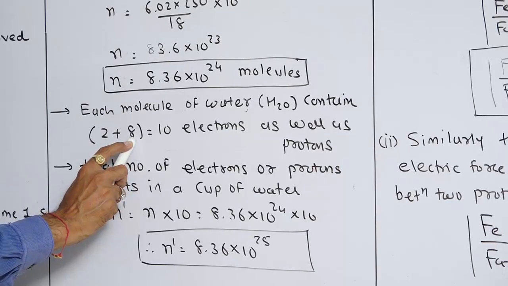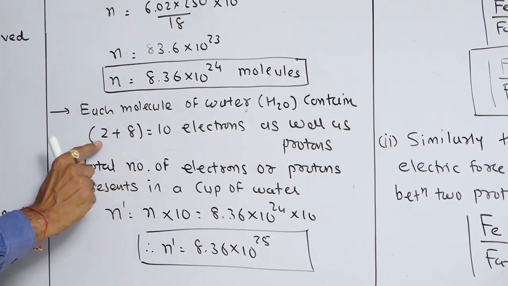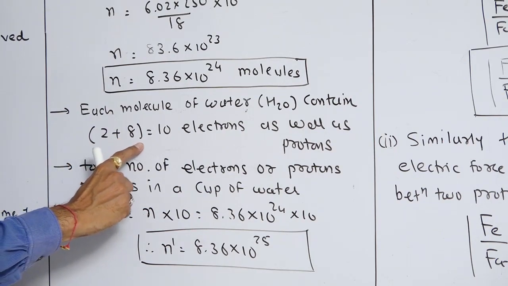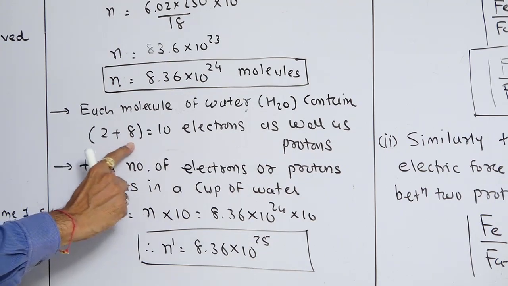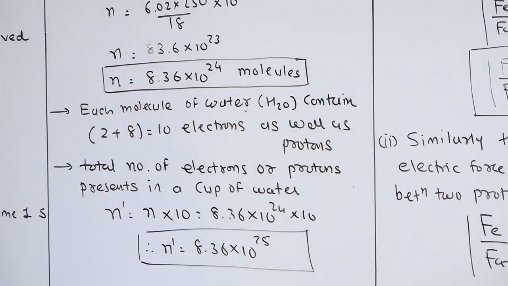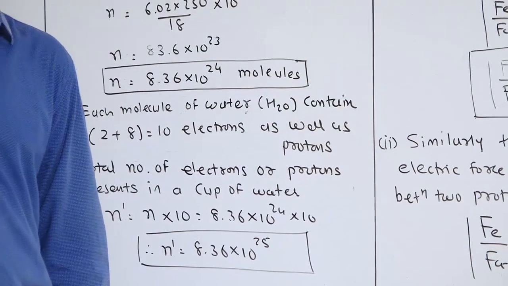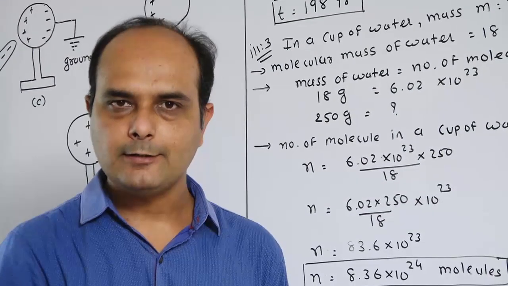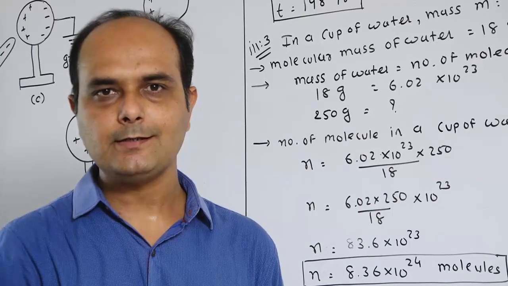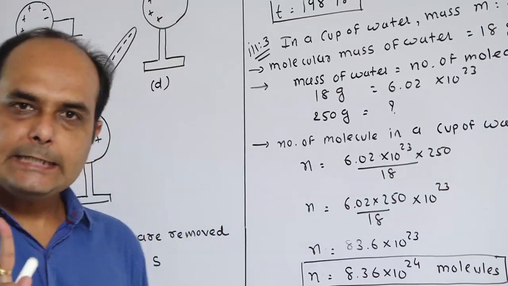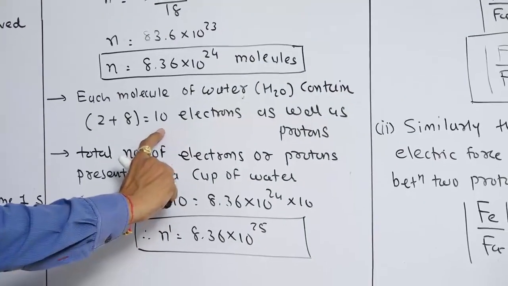2 hydrogen and 1 oxygen. Hydrogen has 1 proton and 1 electron each, and oxygen has 8 electrons and 8 protons. So the total charge in each H2O molecule has 10 electrons as well as 10 protons. So remember, each molecule of water contains 10 electrons and 10 protons. Their values are always the same.